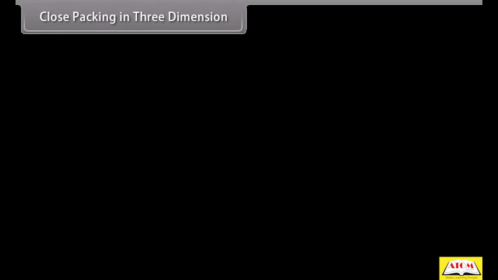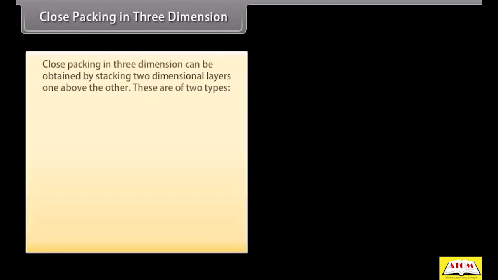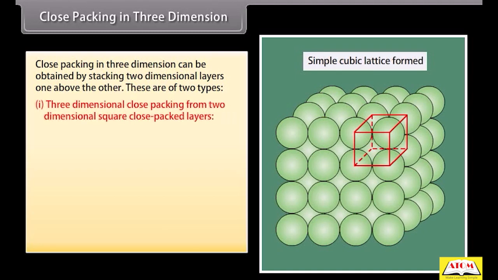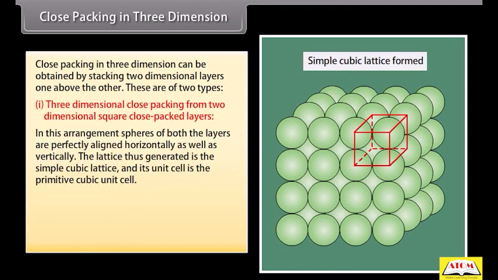Close packing in 3 dimensions. Close packing in 3 dimensions can be obtained by stacking 2-dimensional layers one above the other. These are of 2 types: 3-dimensional close packing from 2-dimensional square close-packed layers. In this arrangement, the spheres of both the layers are perfectly aligned horizontally as well as vertically. The lattice thus generated is the simple cubic lattice, and its unit cell is the primitive cubic unit cell.